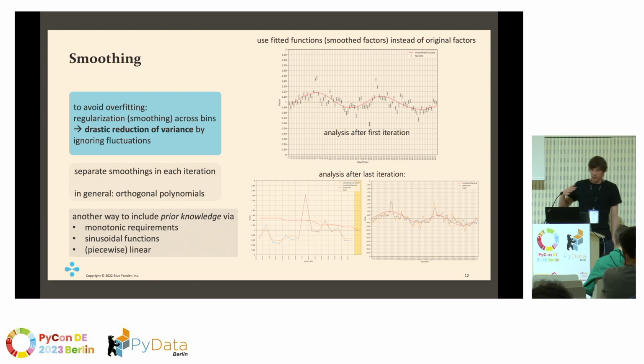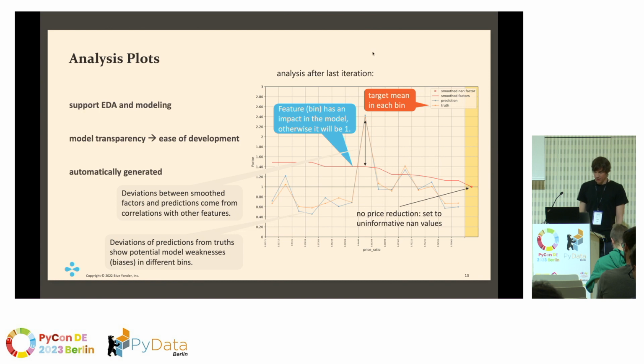If you know that a feature is monotonic, or if you want something to describe the time of the year, like a seasonality, you can easily include it by describing these smoothing terms. And the plots that I've shown you are the analysis plots of this method. They come out of the training itself.